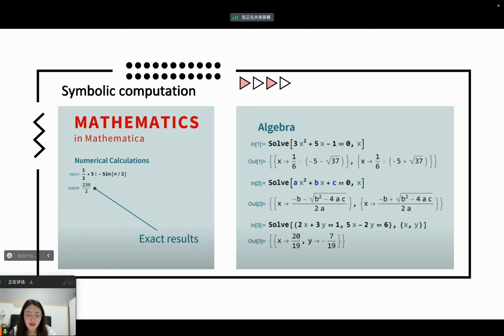Similarly, algebra is not a problem for Mathematica. If you want to solve quadratic equations, you can use the Solve function. In addition, we can use Mathematica to calculate calculus, definite integration, and indefinite integration.